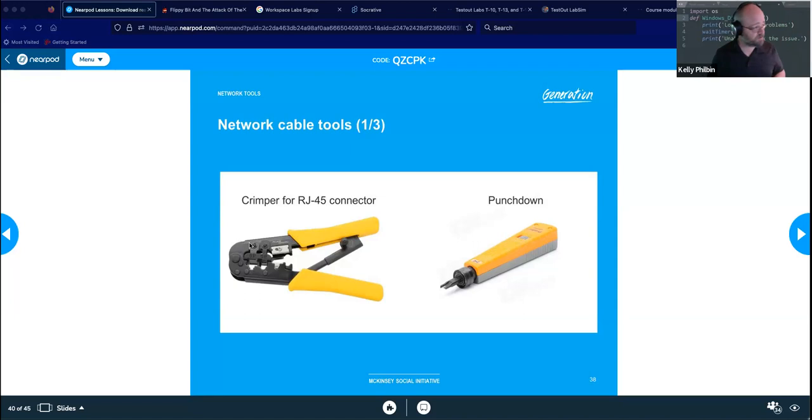This one is a dual setup. It has an RJ45 right here. It has an RJ11 right here. It has a built-in wire stripper. It's kind of an all-in-one tool. And this is how we would do the actual wires themselves.